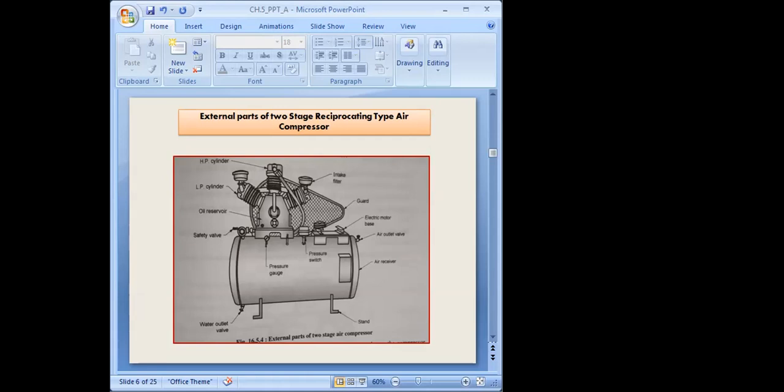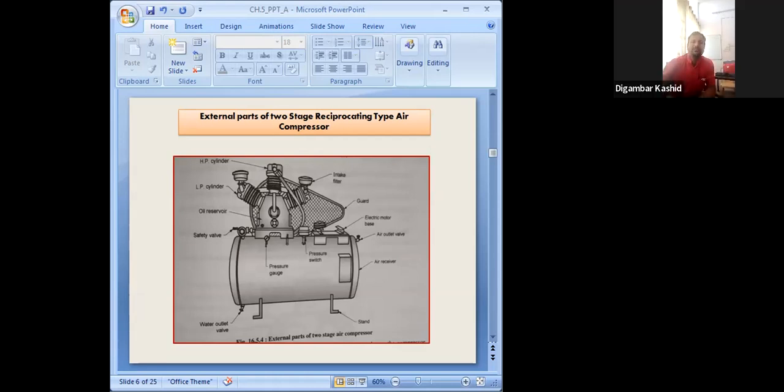This is your low pressure cylinder, and this is a high pressure cylinder. The intake filter is there, and this guard is there. This is a prime mover, that is an electrical motor, with its base, and here we have the air outlet valve of your air receiver. From that air outlet valve you can take air and transfer it to further valves and actuators. Getting it? Here we have the safety valve, that means the pressure gauge and safety valves are there. A pressure switch is there.